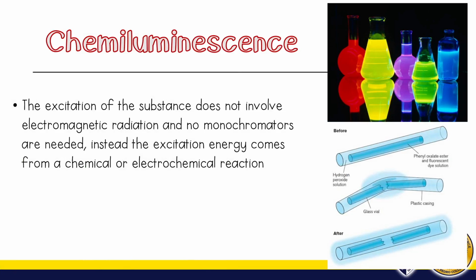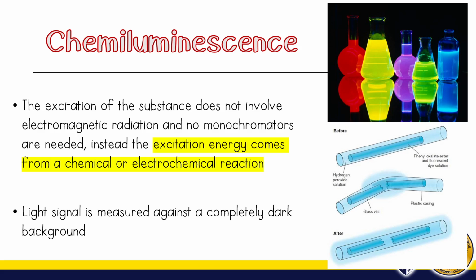Now, the excitation of the substance does not involve electromagnetic radiation and no monochromators are needed. Instead, the excitation energy comes from a chemical or electrochemical reaction. This is the basic difference between fluorescence and phosphorescence, and chemiluminescence. In chemiluminescence, it is not necessary for radiation to be present, even during measuring of the light, so a monochromator is not needed. It is purely a chemical reaction. Again, to emphasize, excitation energy comes from a chemical or electrochemical reaction, so the light signal is measured against a completely dark background.